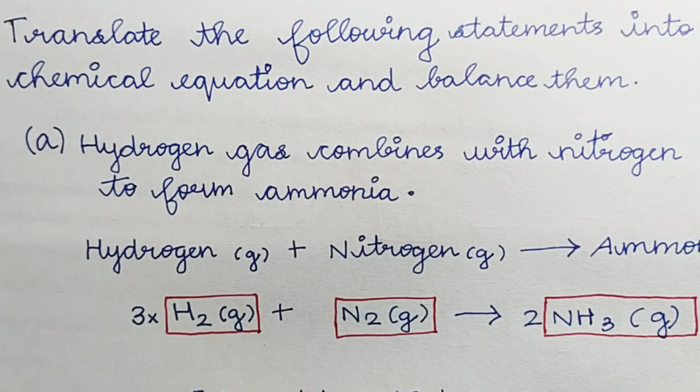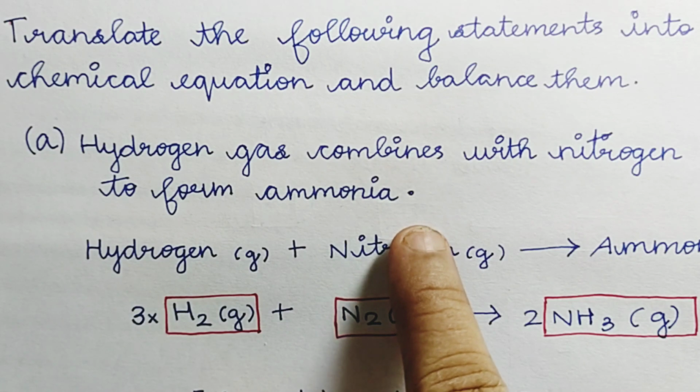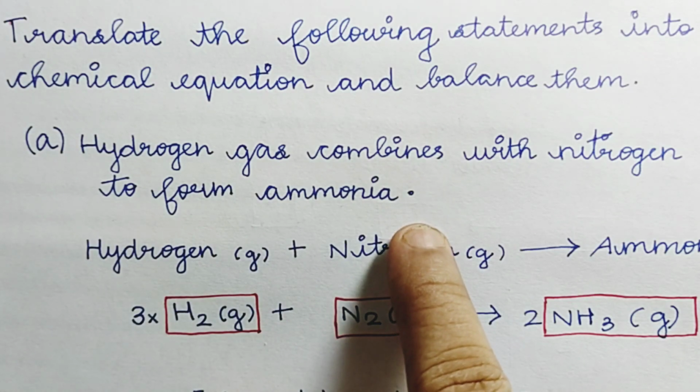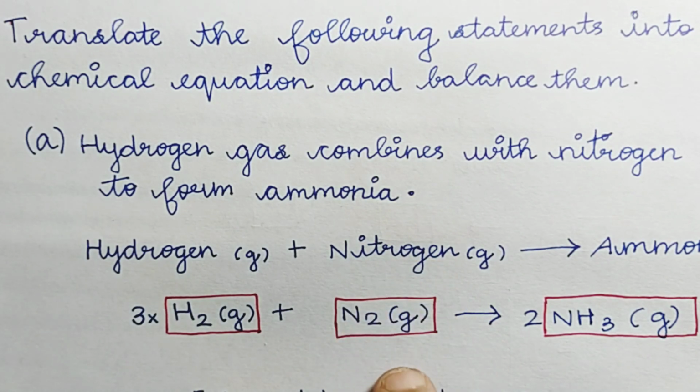Today we will see Class 10 NCERT questions. Question number 5. Translate the following into chemical equation and balance them. Question number 1. They are given like a statement as a word, as a sentence. So from the sentence we will write first a word equation, then chemical equation, then we have to balance.